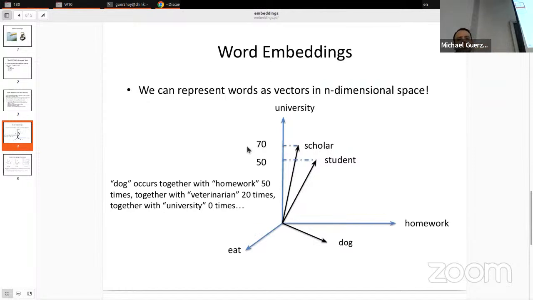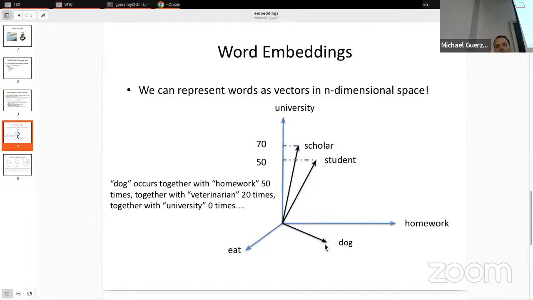So this is what we're gonna do. We're going to say each word is kind of this vector. And the vector represents how many times which word appears together with which other word, right? So here it would be that student occurs with university 50 times and with homework however many times this much. And then scholar occurs with university 70 times and a little bit less with homework. And then dog just occurs with homework and eat. It does not occur together with university, so that's why dog is over here. Make sense?